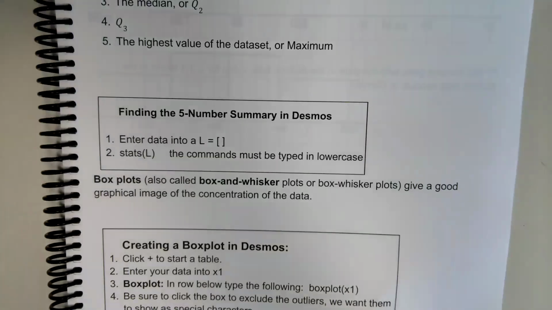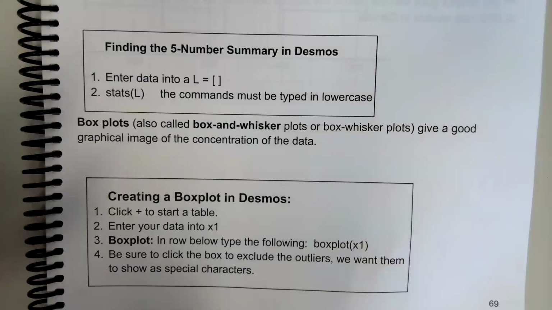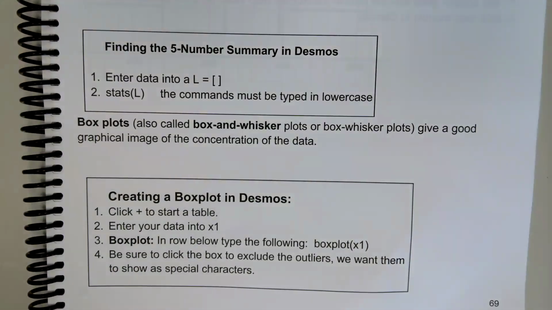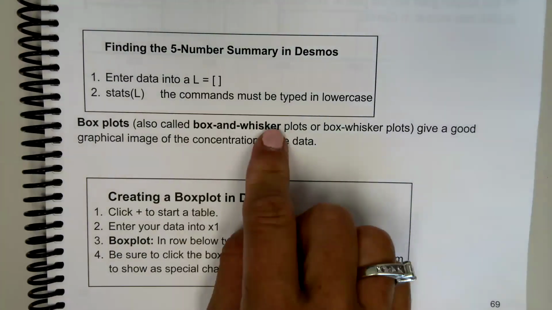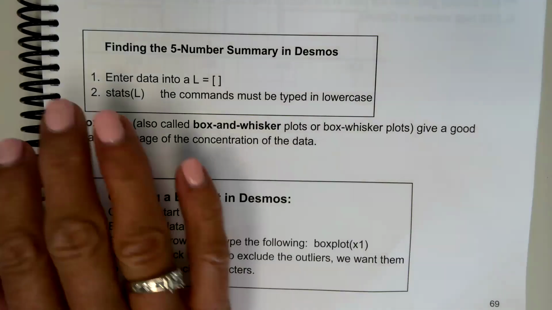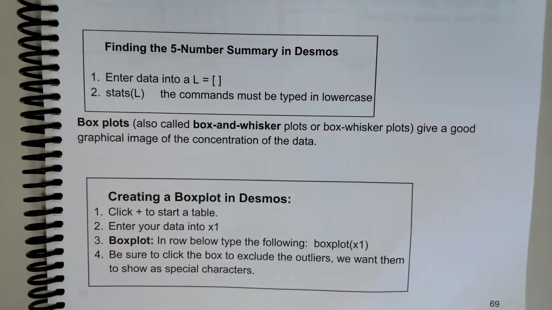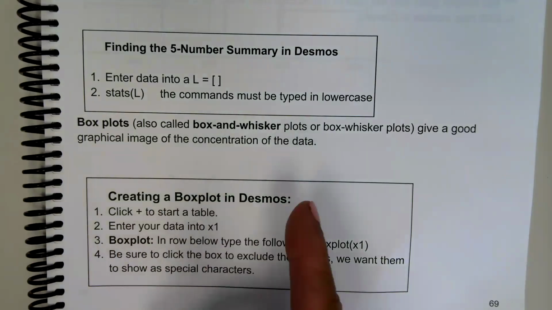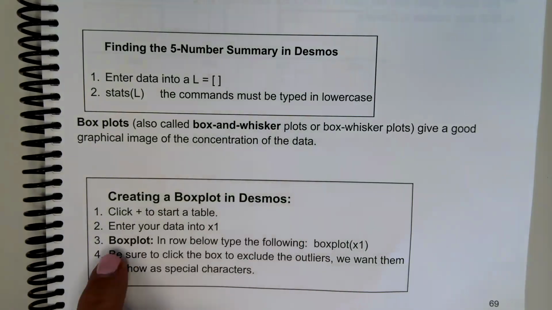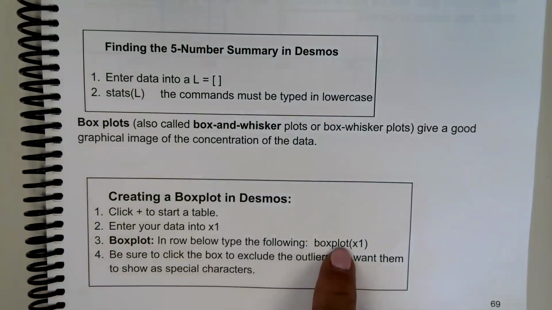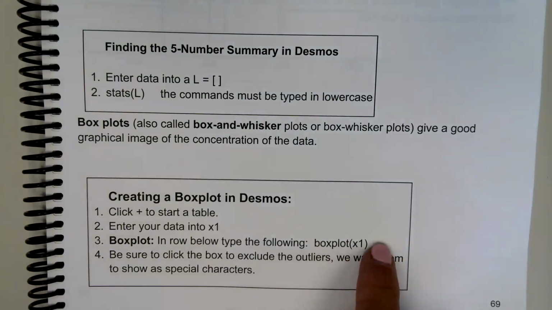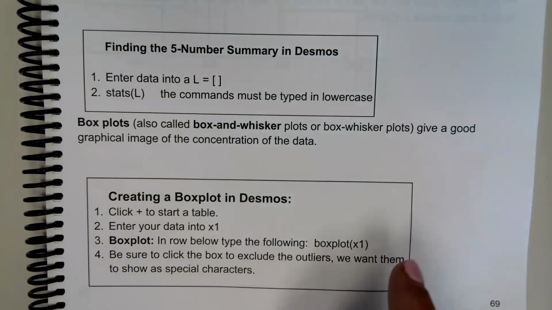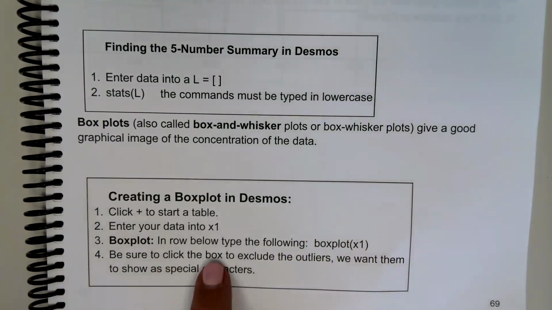And then if you want to make a box plot in Desmos, because the picture is great to be able to see, it's also sometimes called a box and whisker plot. It gives you a great picture. You're going to either put your data in a table or in a list, it's up to you, and then you're going to use the command box plot. So box plot X1, or box plot of L if your data is in a list. Be sure to click the box to exclude the outliers. We want them to show as special characters.